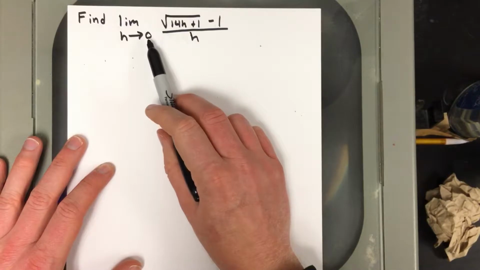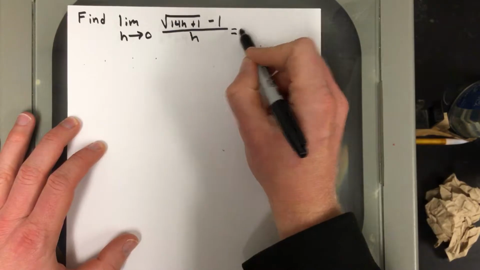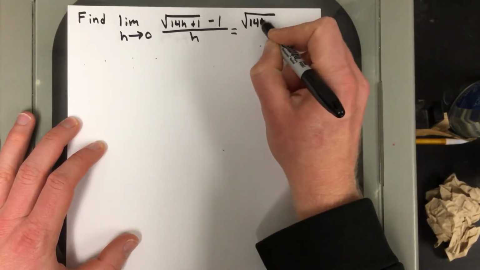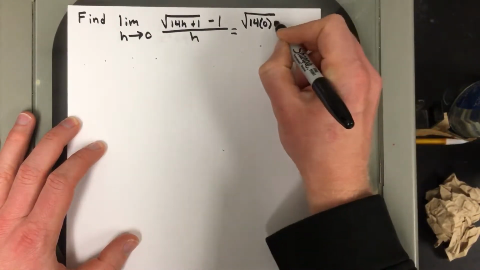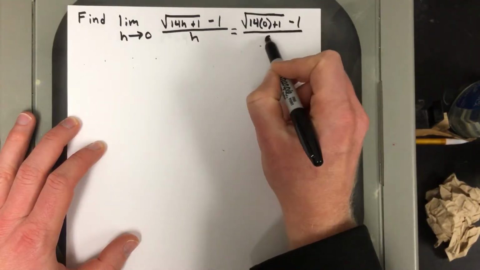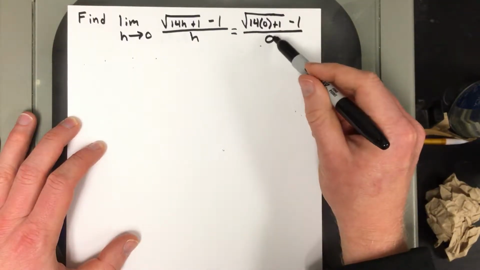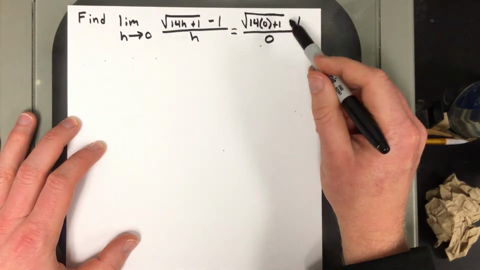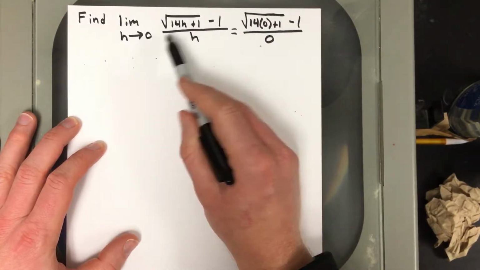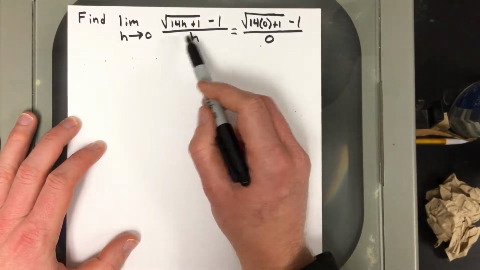Now, the first thing we're going to do is plug in 0, but you're going to see something happen here. As I plug in 0, that's going to give me the square root of 14 times 0 plus 1, minus 1 outside of the square root, over 0. I've got a problem. I cannot divide by 0. Anything divided by 0 is undefined. So that means this function is actually undefined at 0, meaning there's a disconnect. It's not continuous at the point 0.